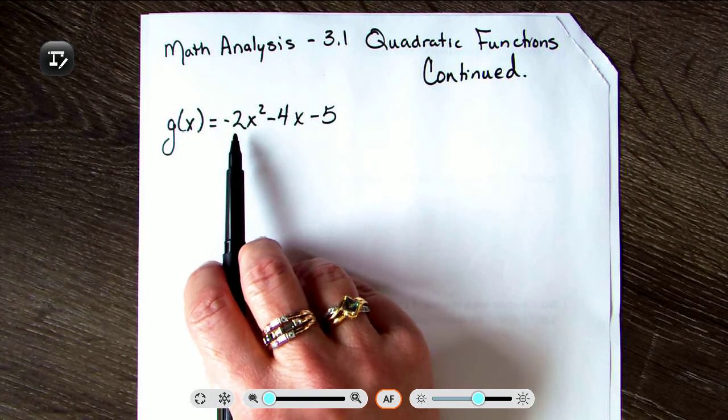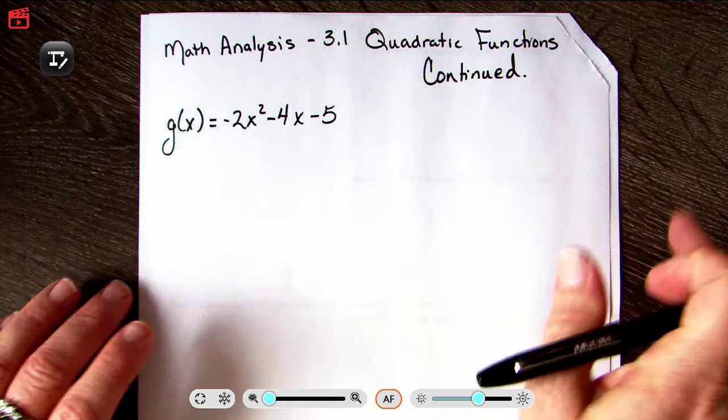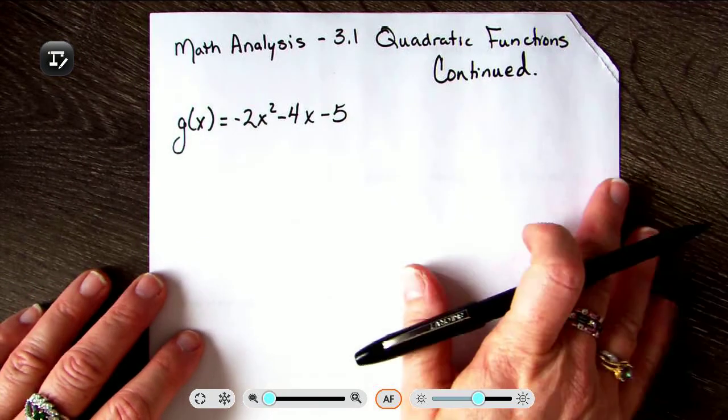So we're going to go through the analysis of this function, and that's what math analysis is studying. So analyzing functions, being able to pick out all the details from an equation of a function, what it might look like, where the maxes are, minimums are, and so forth. So let's go through that.